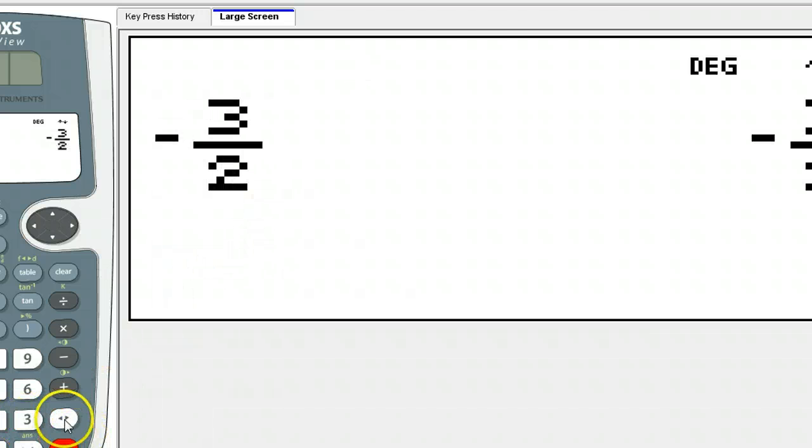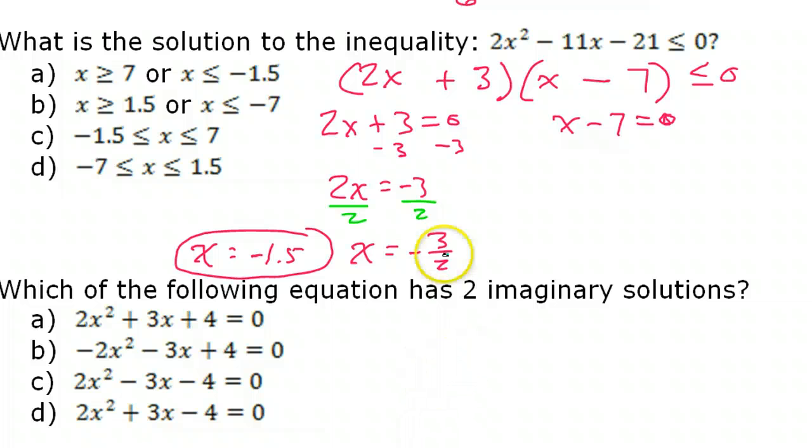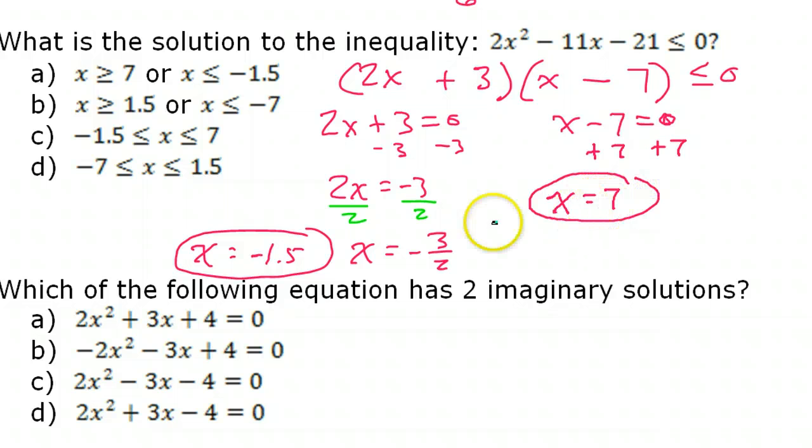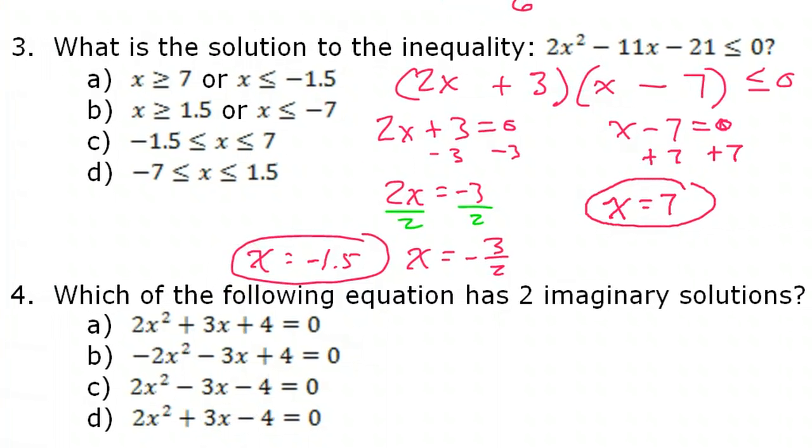Alright, and I could toggle it to get the decimal out of it. So yeah, negative 1.5. Anyway, now looking at the other one, if I add 7 to both sides real quick, I get x equals 7. Okay, so 7 and negative 1.5. So clearly that's where they're getting these numbers from. Okay, but we need a graph to go with this.